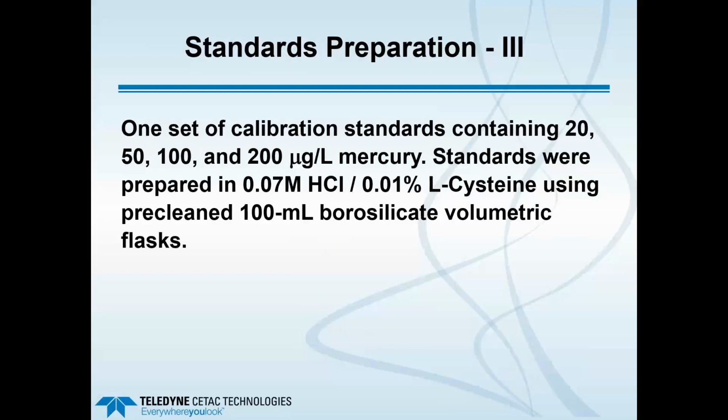Then finally, the third set of standards containing, again, 20, 50, 100, and 200 microgram per liter mercury. The standards were again prepared in 0.07 molar HCl, but with the addition of L-Cysteine. And this was done in pre-cleaned 100 ml borosilicate volumetric flasks. Again, switching from polymer vessels to glass to stabilize mercury, especially lower levels of mercury.